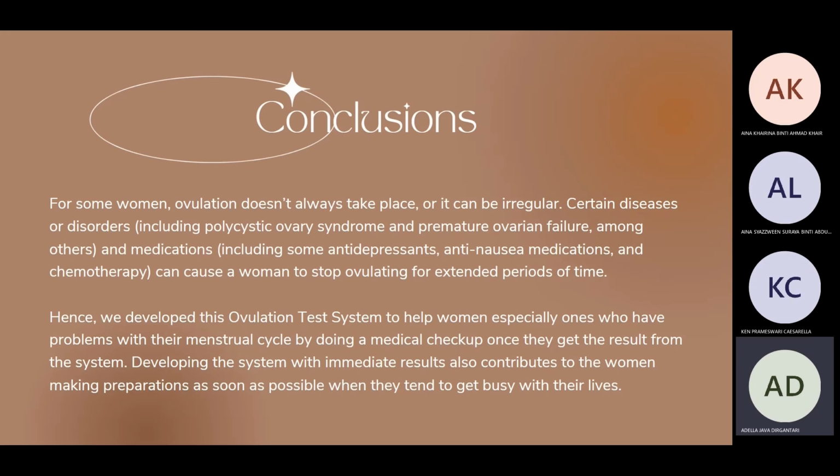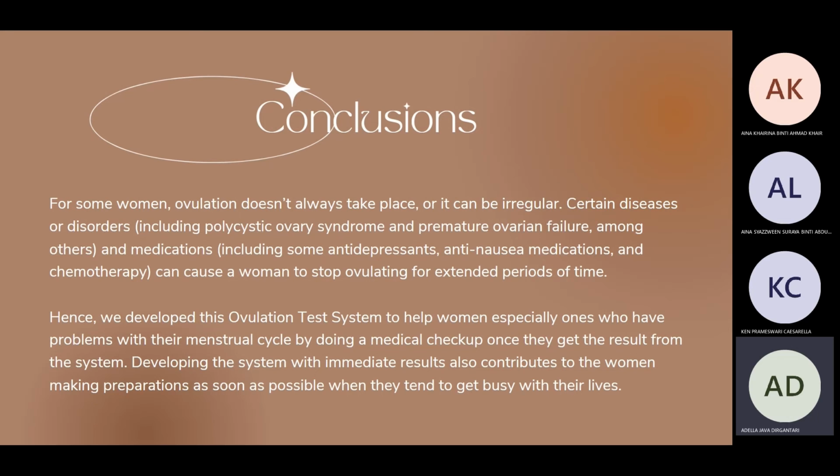Okay, and conclusions. For some women, ovulation doesn't always take place or it can be irregular. Certain diseases or disorders and medications can cause a woman to stop ovulating for extended periods of time. Hence, we developed this ovulation test system to help women, especially ones who have problems with their menstrual cycle, by doing a medical checkup once they get the result from the system. Developing the system with immediate results also helps women make preparations as soon as possible when they tend to get busy with their life.